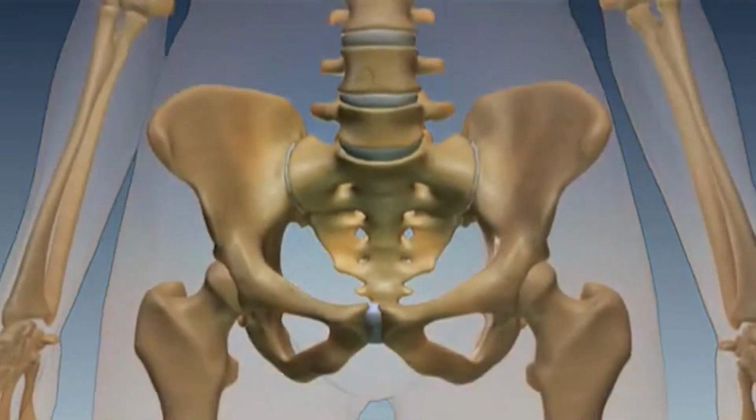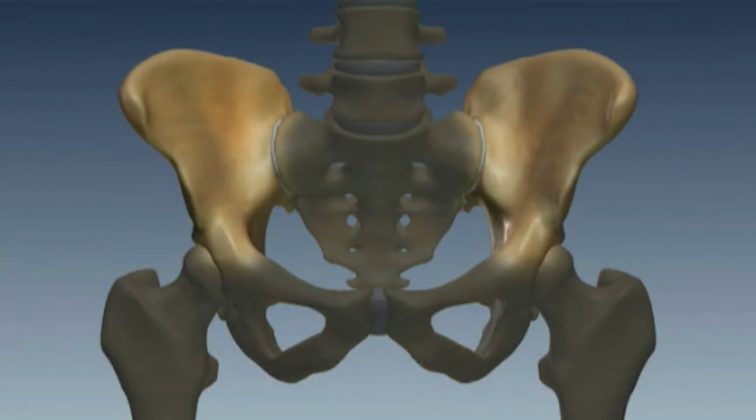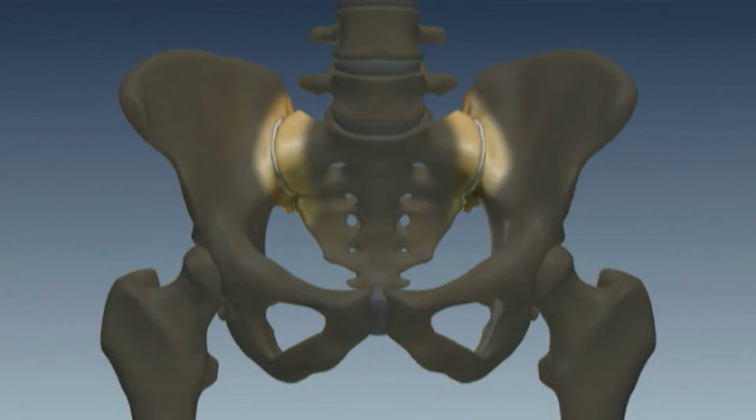Hello, my name is Dr. Edward Rustamzadeh. I'm a board-certified neurosurgeon, and today we're going to discuss the SI joint and the pain that radiates from it. The SI joint is the largest load-bearing joint that we have in the human body. It's located between the pelvis and the lower portion of the spine, known as the sacrum.